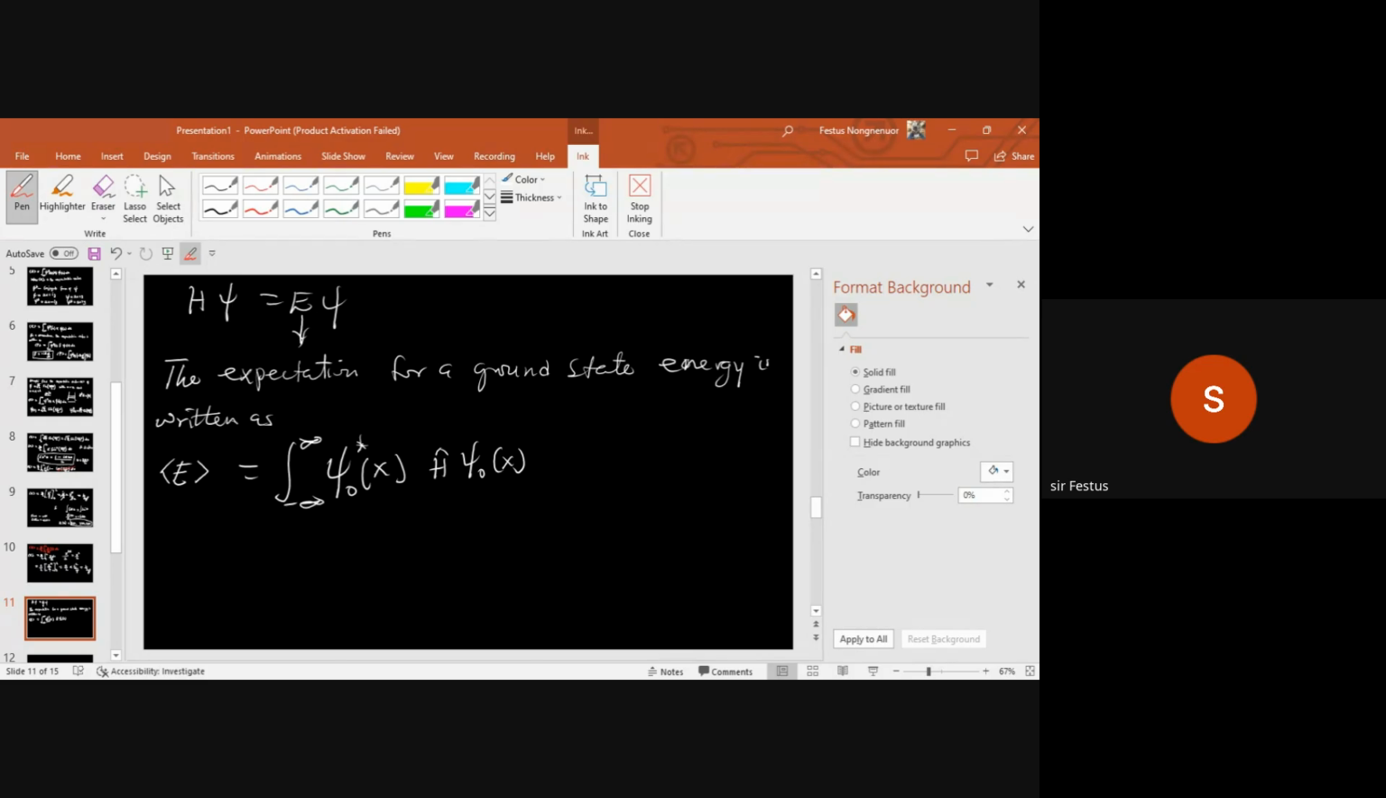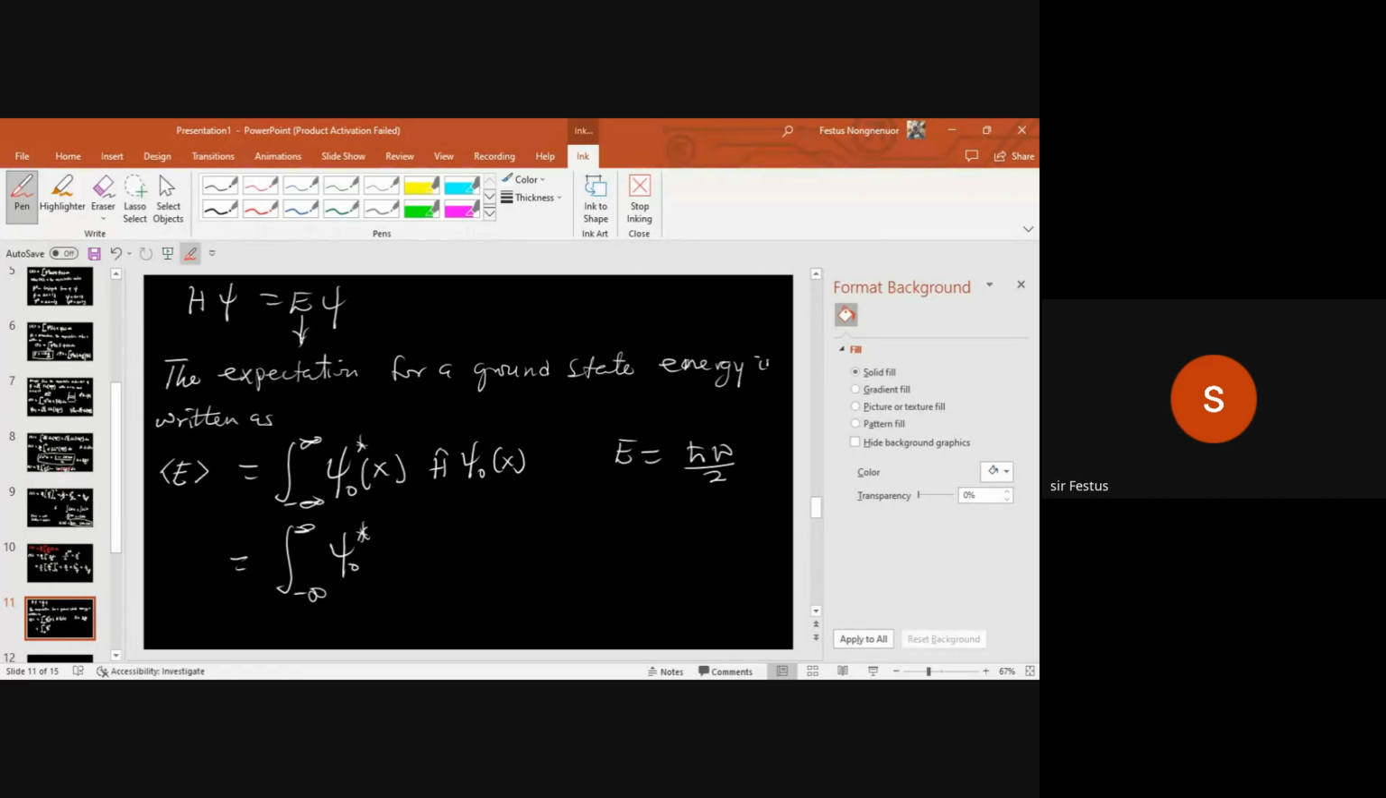Now, when you substitute the ground state expression, this is nothing but the integral from minus infinity to infinity of psi naught squared conjugate, then the expectation value of the energy from here. So E is equal to h nu on 2. So this is the expectation value.